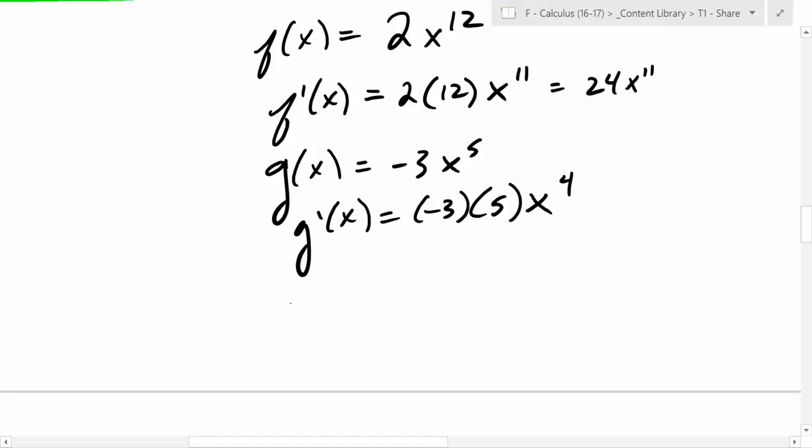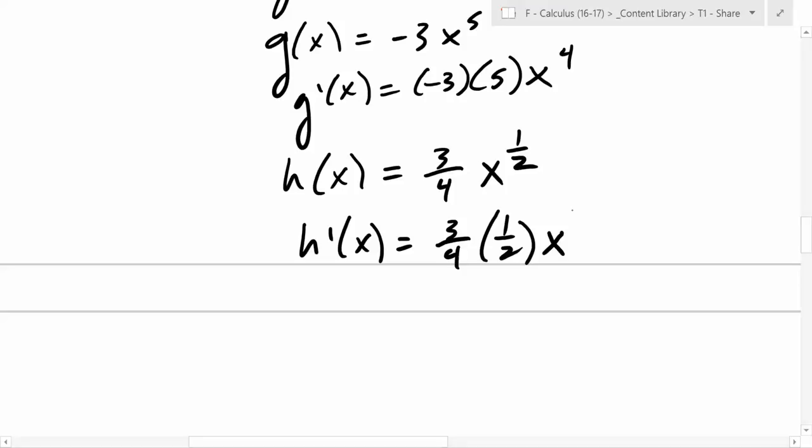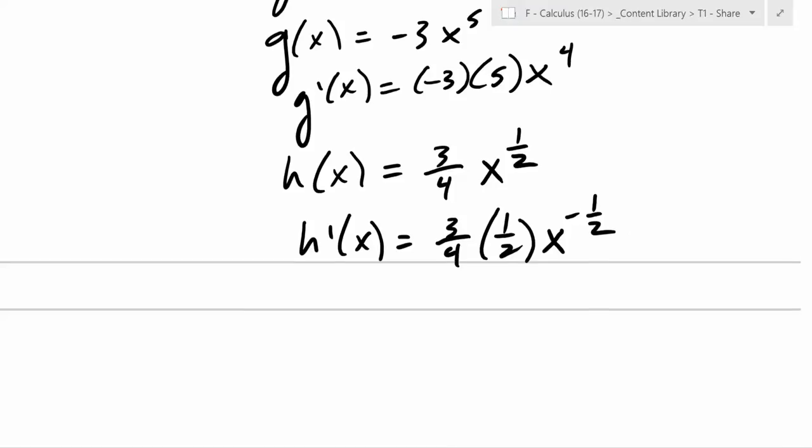What about this? Let's say h of x was 3/4 x to the 1/2. Can someone tell me what the derivative of this one's going to be? 3/4 times what? What do you bring to the front? 1/2 x to the what? Nope. X to the? What do you do to the power? You subtract 1. What do you subtract from 1? So what's the power become? Exactly. So can you go negative? Absolutely. Does it change if it's fractions? No, nothing.